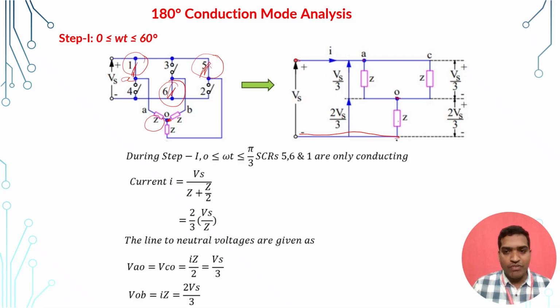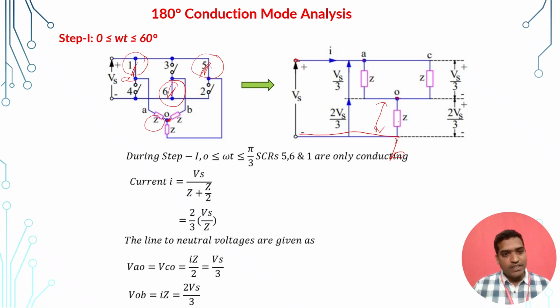Similarly, now I want to calculate the voltage across point O and B. This is the point B. Now I want to find the voltage across this particular impedance. Again we know that the current is the same, so the voltage is I into Z. I is 2 by 3 into Vs by Z, into Z. This Z and this Z cancel, and finally we get 2 into Vs by 3 as the output.